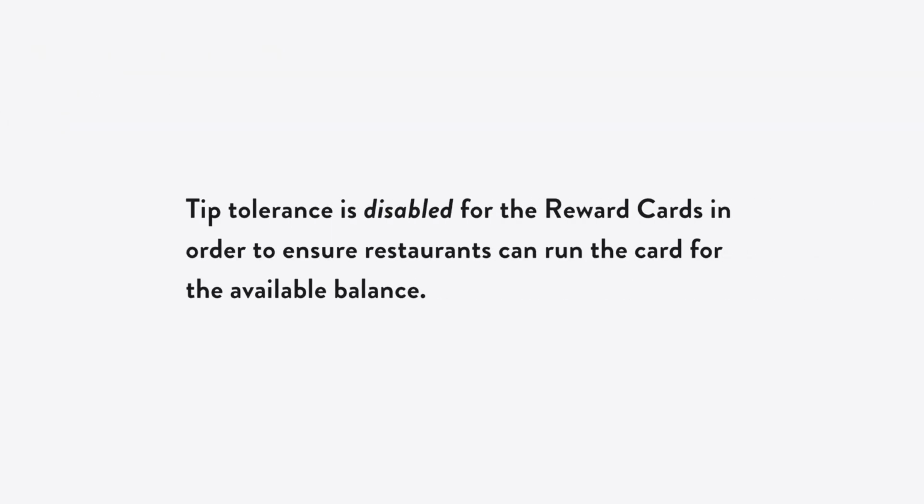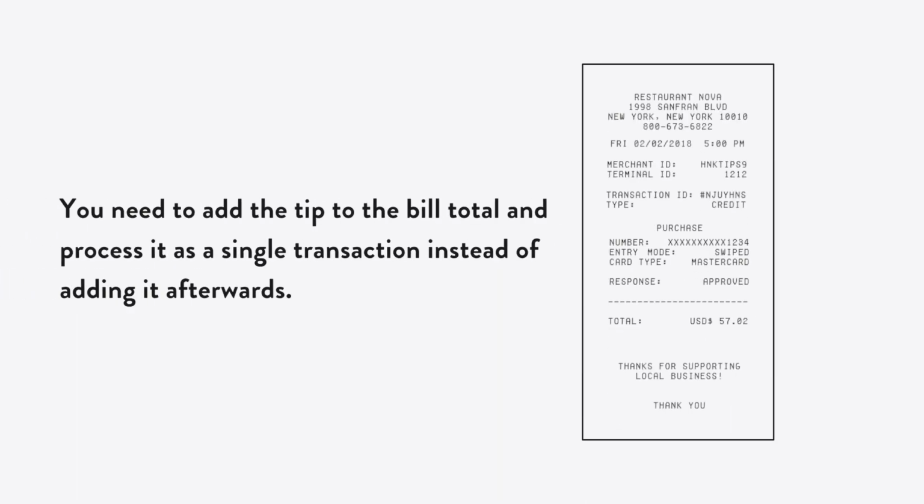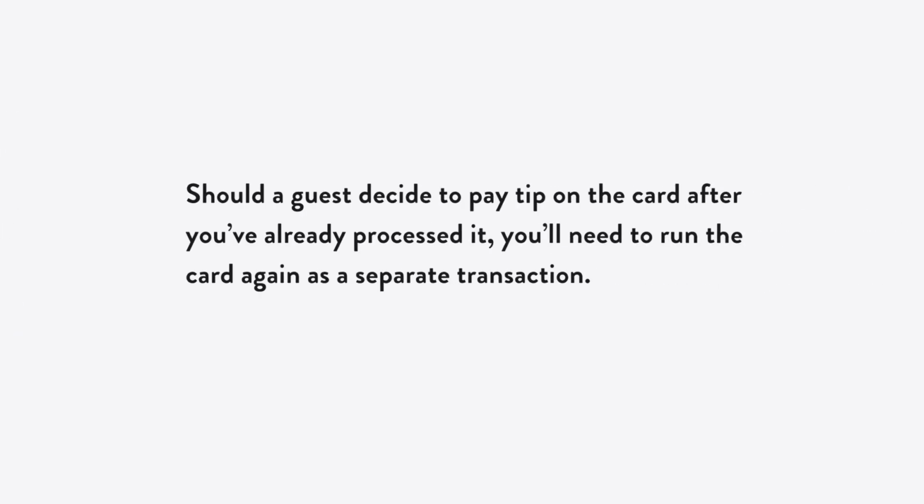Tip tolerance is disabled for the reward cards in order to ensure restaurants can run the card for the available balance. You need to add the tip to the bill total and process it as a single transaction instead of adding it afterwards. Should a guest decide to pay tip on the card after you've already processed it, you'll need to run the card again as a separate transaction.